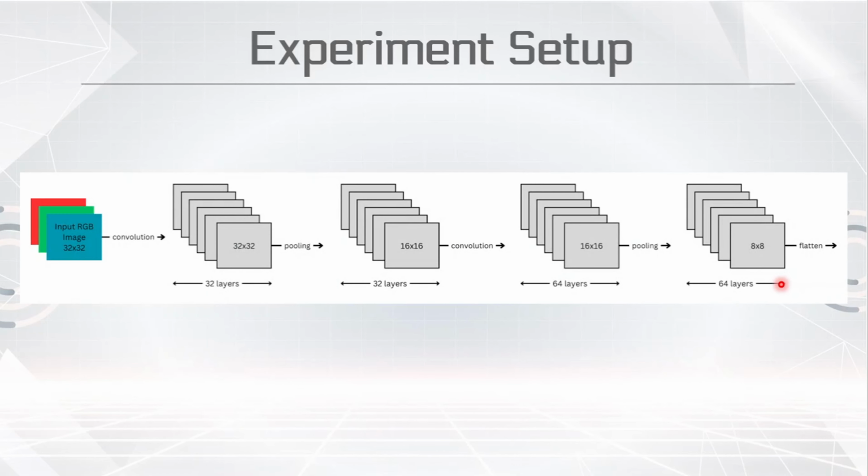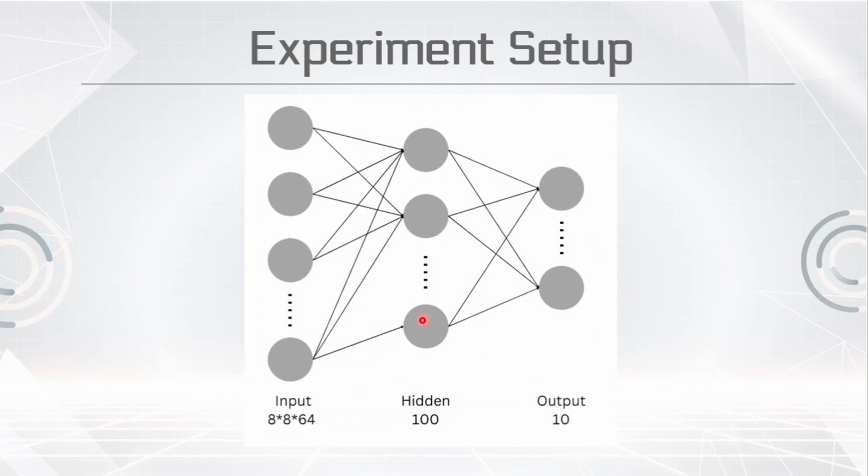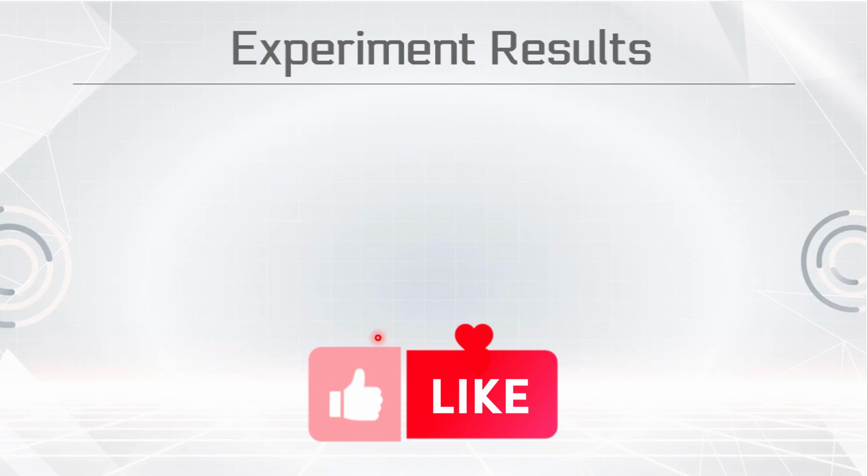I have used a CNN architecture with two convolutional layers followed by two pooling layers, and at the end I flatten all the weights and use fully connected neural networks for the decision making part. The input will be 8 by 8 by 64 because of the convolutional layer size, and then we will have a 100 neuron hidden layer and then 10 outputs, one for each class, because the CIFAR10 dataset has 10 classes. So let's see the results.